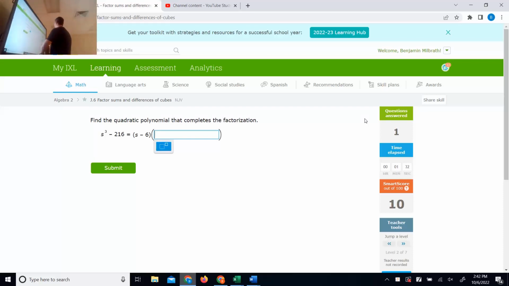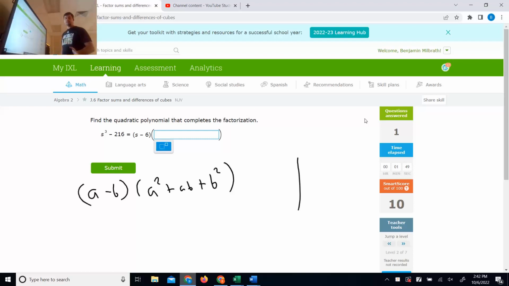Find the quadratic polynomial that completes the factorization here. So let's write down our pattern again. Apparently I'm still on pen mode here. I'm using the a minus b pattern. The second set is a squared plus ab plus b squared.